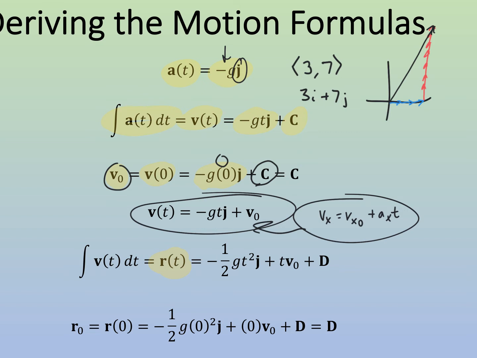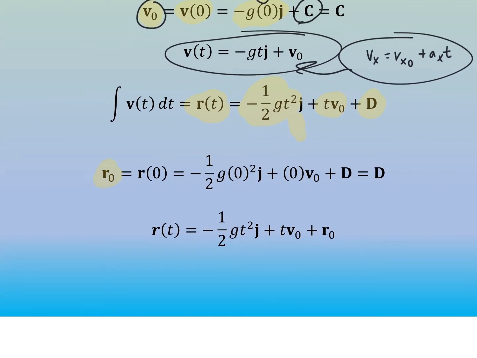but then your negative gt times j becomes negative 1/2 gt squared times j. The v naught becomes v naught times t, and then we have to add that constant d at the end. Well, now we can find the value for d by just looking at our initial position, r sub 0. So plug in 0 for all of those t's. These first two terms just become zeros for both, and we get our d is our initial position.